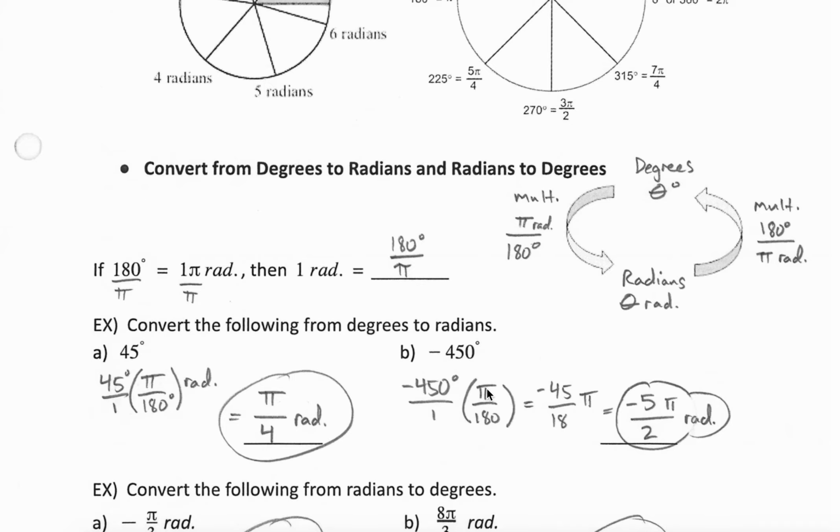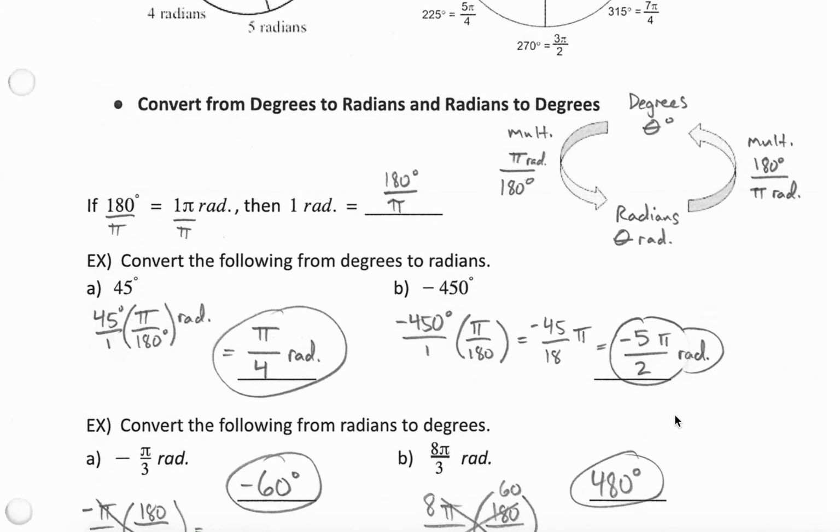So 450 over 180, I could cancel the zeros or divide by 10 and be left with negative 45 over 18. Common factor there is 9, so I can divide by 9 and get negative 5 over 2, or negative 5 halves, pi radians. Typically, we don't write our radians in decimals.